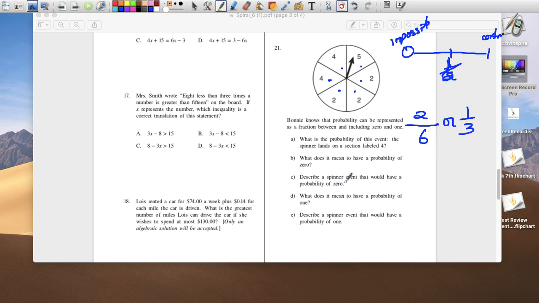Describe a spinner event that would have a probability of 0, and I just did that. The probability of landing on 1 or on 6 is just not going to happen. What does it mean to have a probability of 1? That for sure it's going to happen, right? Describe a spinner event that would have a probability of 1. What is the probability of this spinner landing on a 2 or a 4 or a 5? If you spin the spinner and it lands on a 2, a 4, or a 5, you're a winner. Would that for sure happen? Yes, it would.